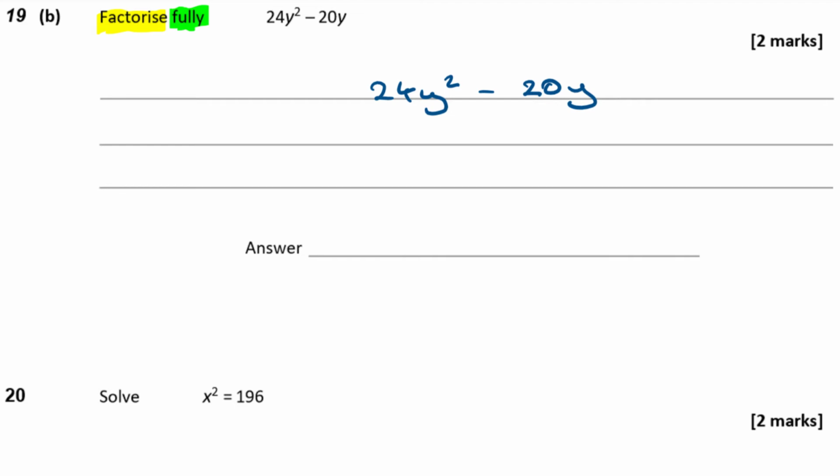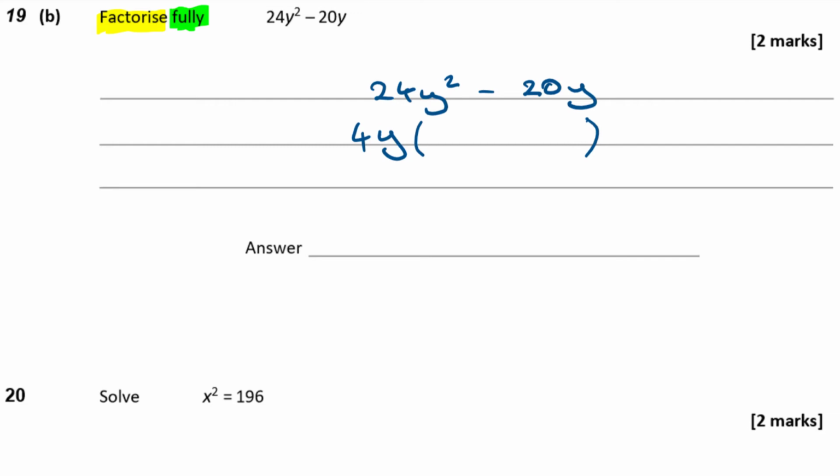4 goes into 24, 4 goes into 20, and there isn't a larger number that goes into both of those. So I'm going to take out 4 as a common factor. But it isn't just 4 that is common to those two terms. I've also got a y squared and a y, so there's also a y that is common to both. So I'm going to take out 4y as a common factor. And then inside the bracket is what you need to multiply by 4y to give you back your original terms.